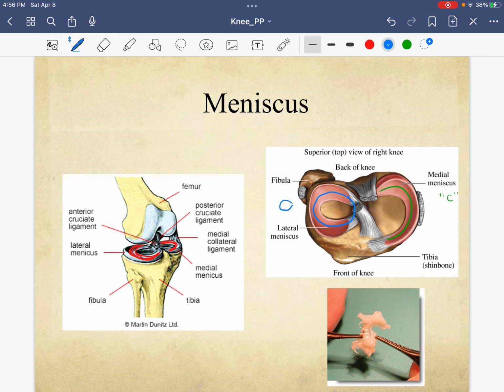These, of course, rest on the tibial plateaus. So actually, the tibiofemoral joint is the femoral condyles resting on the menisci, but the menisci are resting on the tibial plateaus.